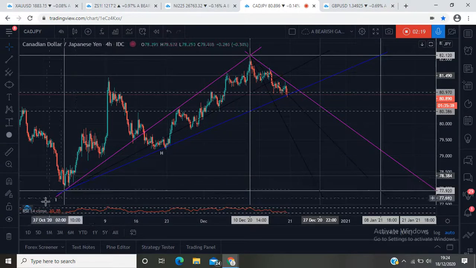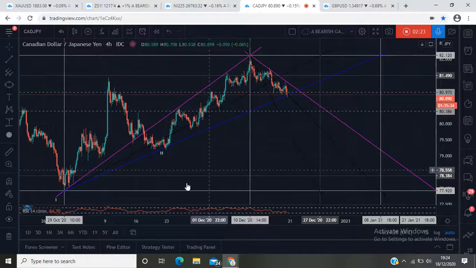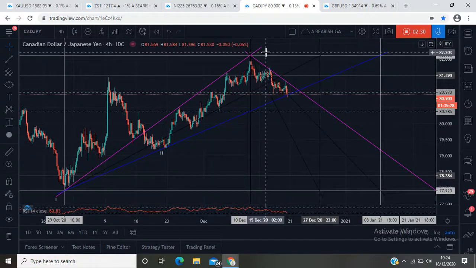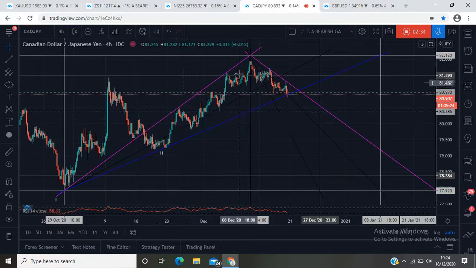Now, if you draw a square around that structure, and then we draw the diagonal, which is the pink line. If we draw the diagonal for that one by one structure, then we can see that this one by one is a resistance or a support at this point until the square was complete.